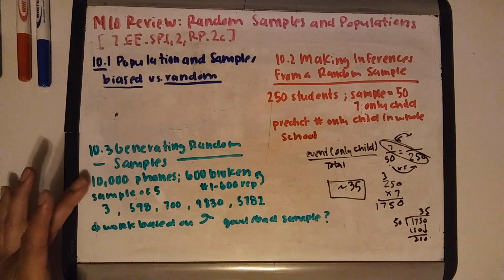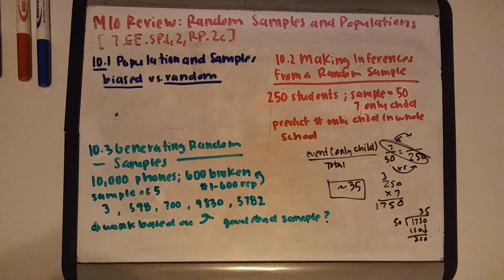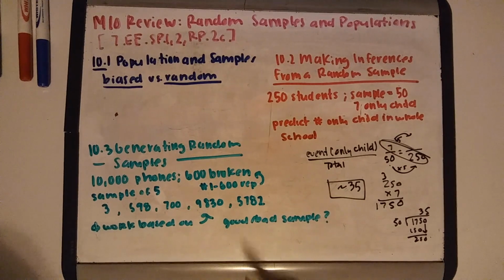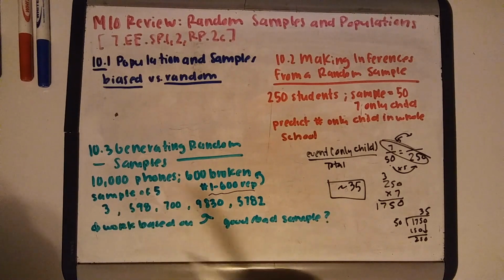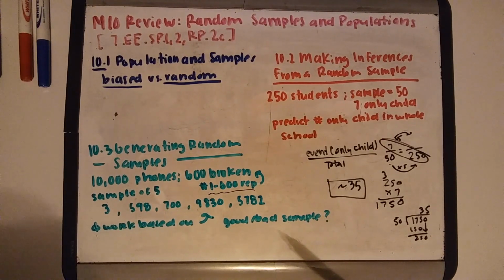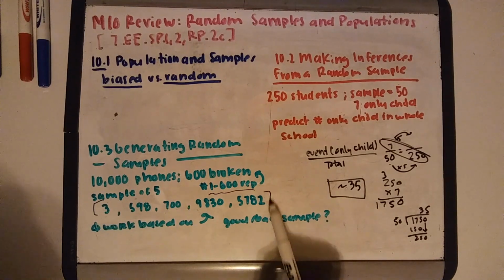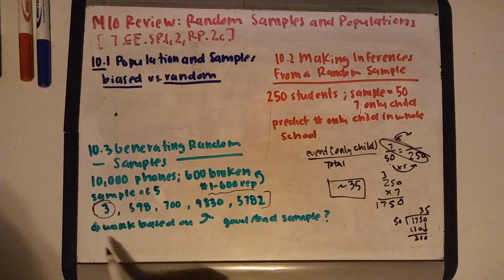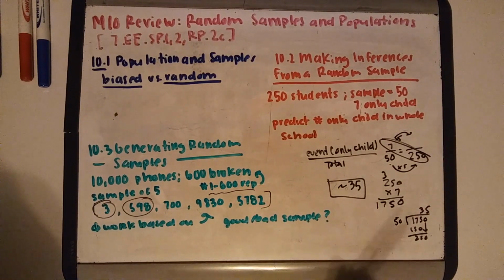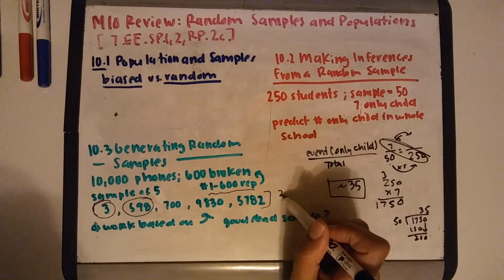In this case, we have 10,000 phones, and 600 of them are broken or defective. Imagine that you are in charge of seeing how many are broken in the batch that you get. To do that, you choose numbers 1 to 600 to represent the broken ones, because that's how many are broken in a batch of 10,000 phones. Then you get a sample of only 5 numbers, and you have these ones right here. Remember, 1 through 600 are broken. So this one is going to be broken, this one's going to be broken, and that's it. So in this case, 2 out of 5 are broken.